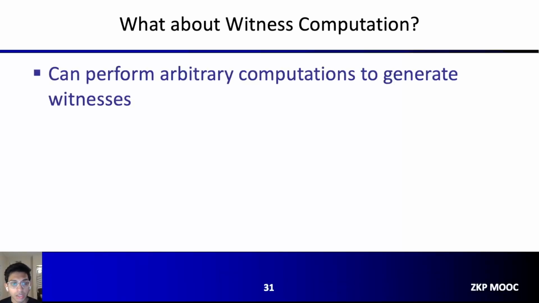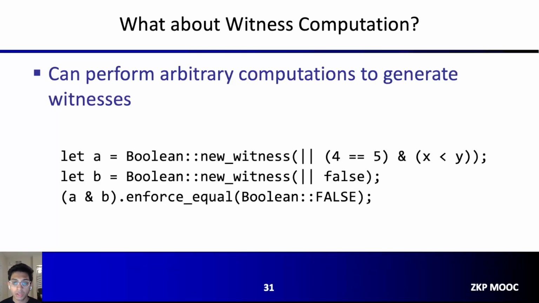witness computation? Now, the good thing is that because we are embedded in a host language, which is a general purpose language, we can leverage that power to perform arbitrary computations to actually compute and generate our witnesses, right? So for example, instead of just providing true, we can actually say that the value of this A witness variable is some random expression. In this case, 4 equals 5, which is going to be false, and x less than y, where x and y are some other variables or some other native host variables, right? So you can imagine putting whatever logic you want inside this.